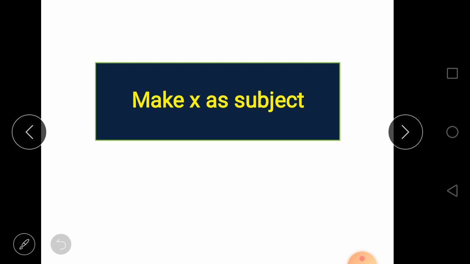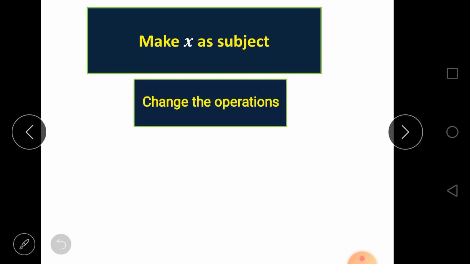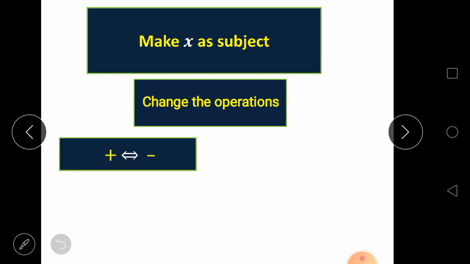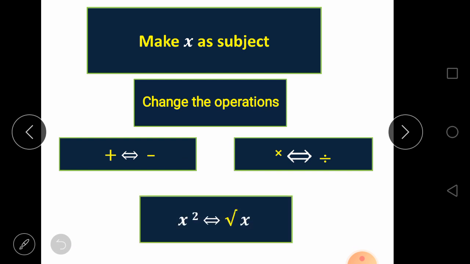Okay, let's have making x as subject. How can we make x as subject in algebraic equations? If you are asked to make x as subject, you need to change the operations. What do we mean by operations? Sometimes we have plus, which should be changed to minus and vice versa. Times should be changed into divided by or division and vice versa. And sometimes we need to have square root. If we have x squared, we need to take the square root and vice versa.